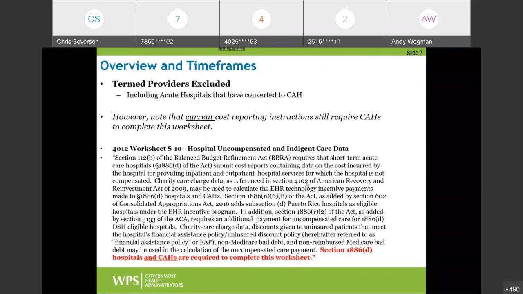One of the questions that's come up a few times is whether or not CAHs even have to complete the worksheet. And the interesting thing is the instructions still say that CAHs do have to complete the worksheet, but it's not currently audited. There's nothing that we're aware of that is done with the data. CMS may be analyzing it for other purposes, but there's no payment we are aware of right now that the CAHs used this data for.